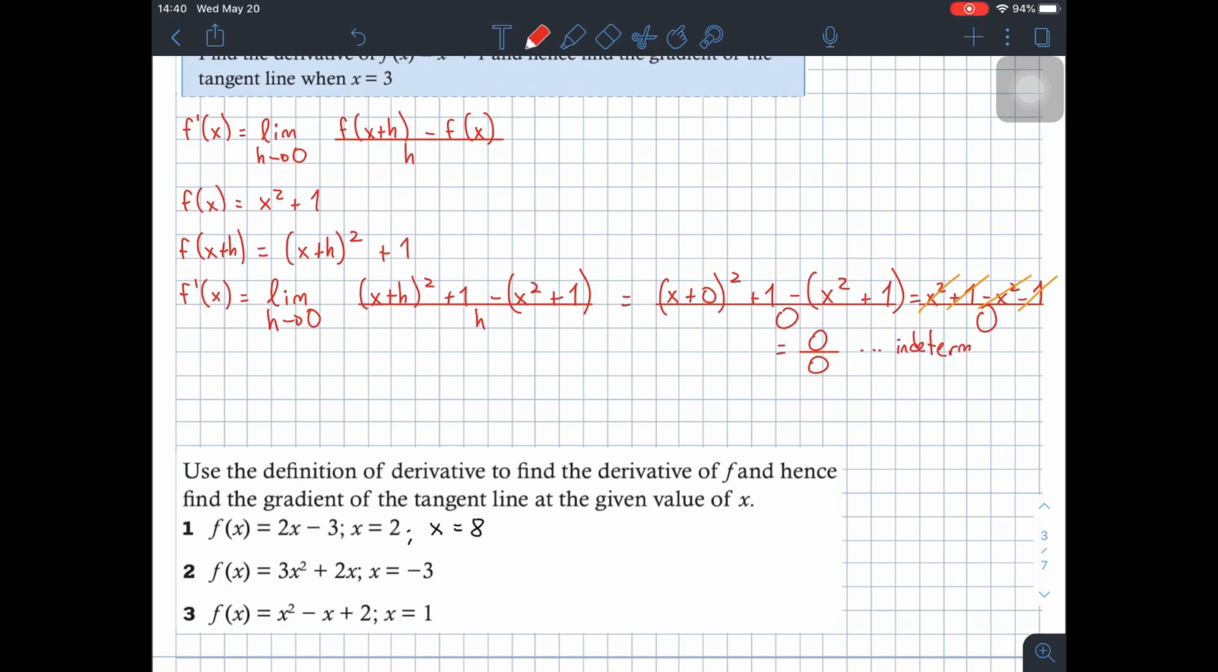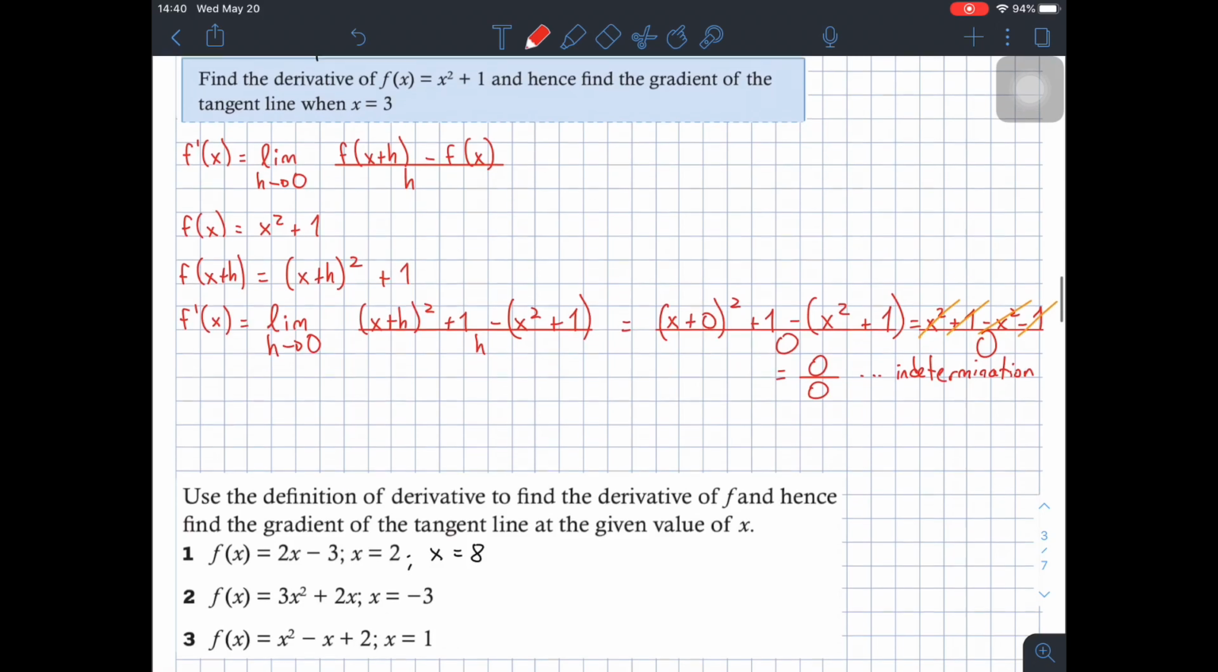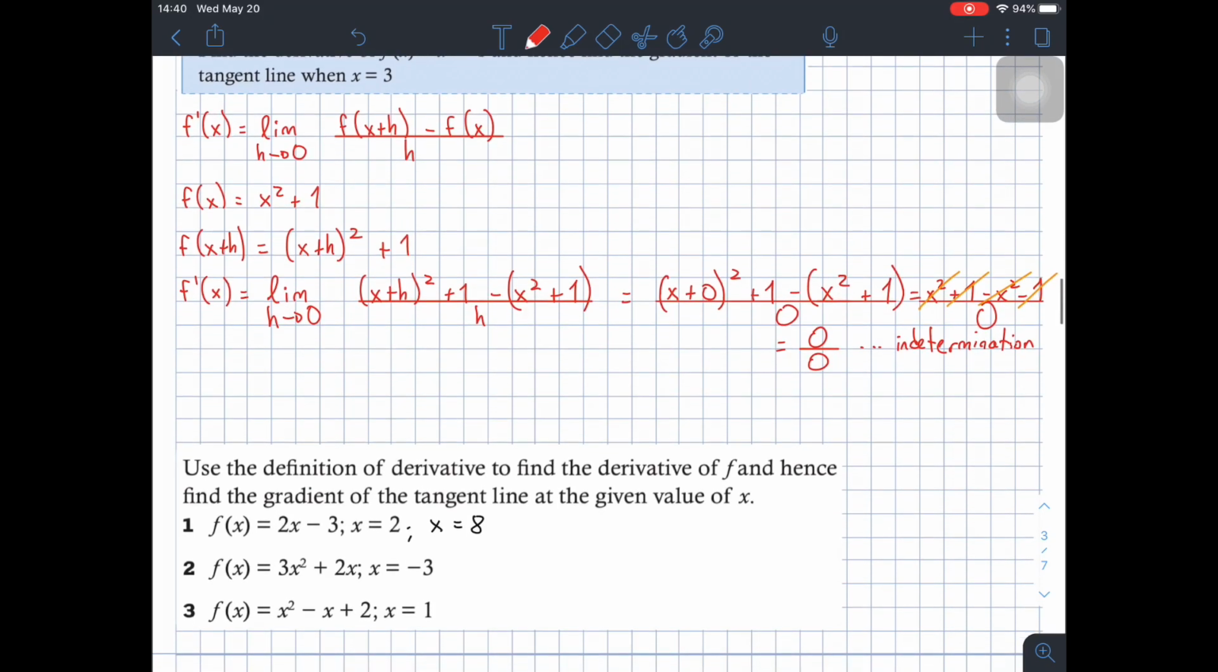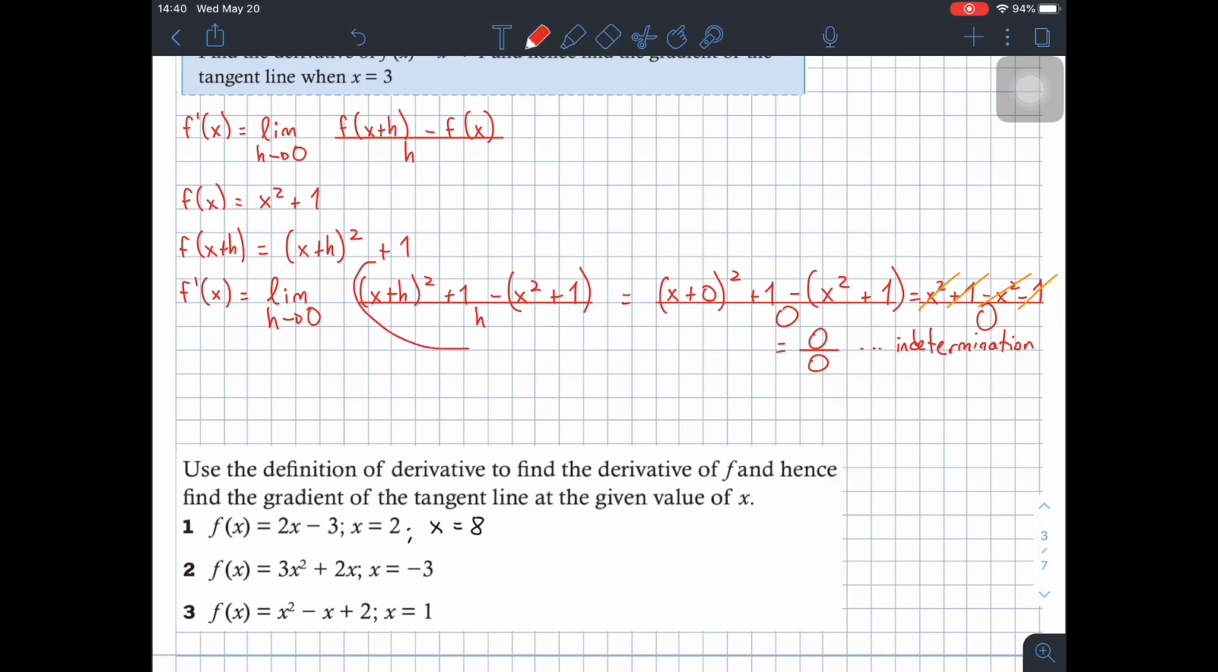Indetermination. That means that we need to solve this indetermination in order to find the value of the slope, right? So in order to solve the indetermination, I will expand this expression. Before actually replacing the value of h equals 0, I'm going to expand this and see what happens.